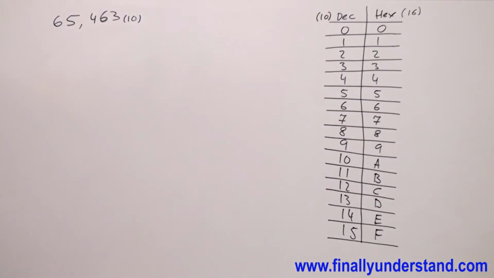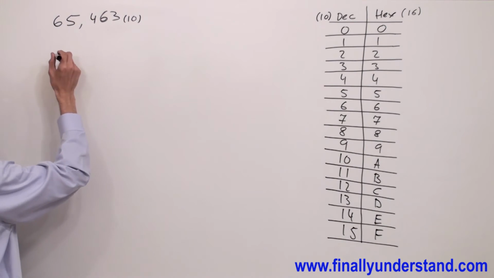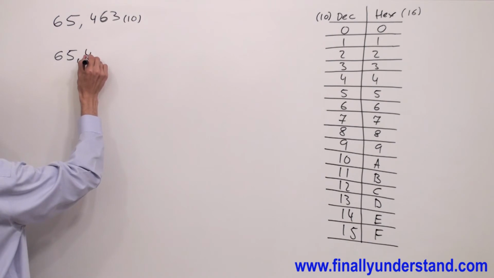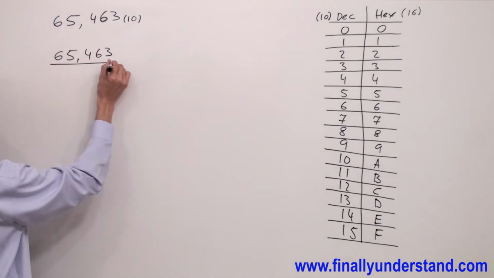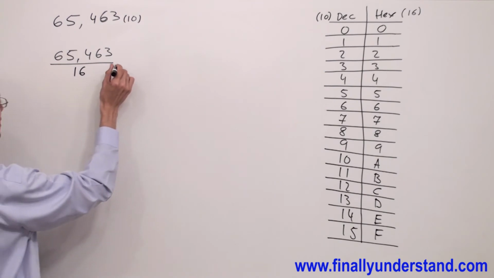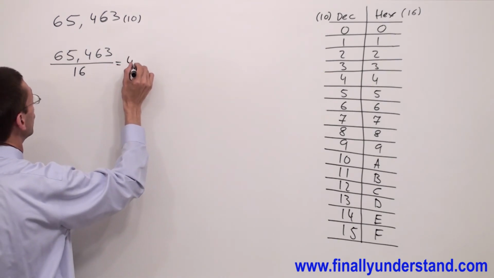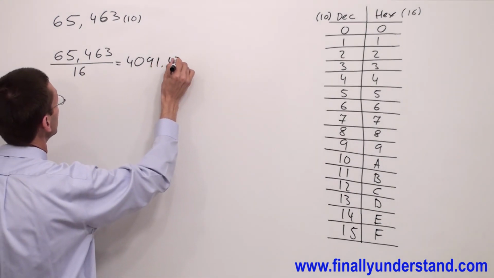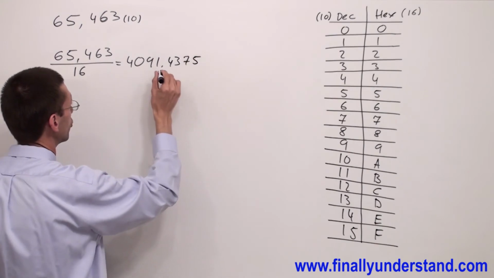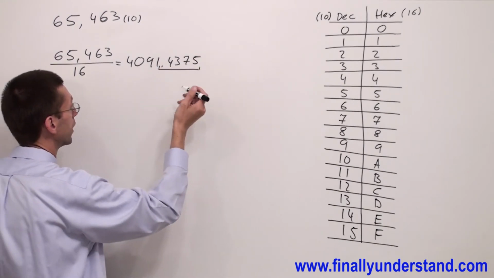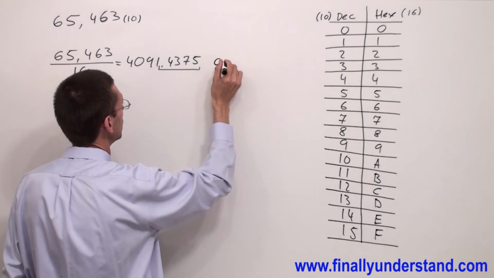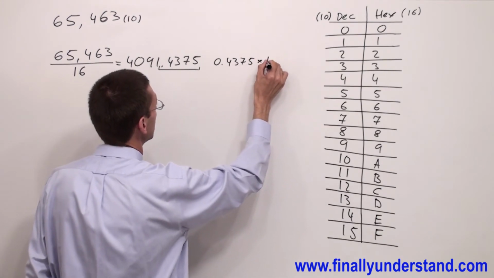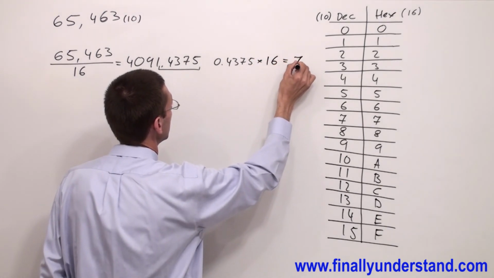Let's take a look at this example. I'm supposed to divide this number by 16. I have 65,463 and I have to divide it by 16. This is equal to 4,091.4375. I'm supposed to take this decimal part and multiply by 16. So I have 0.4375 times 16. This is equal to 7.